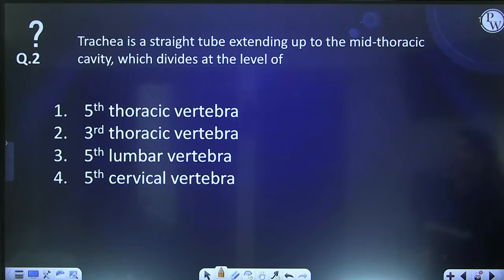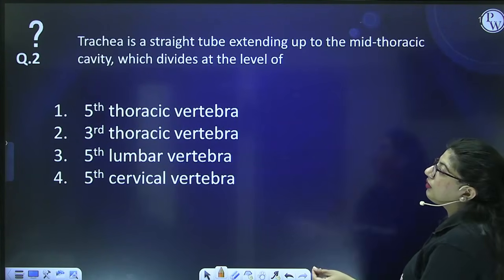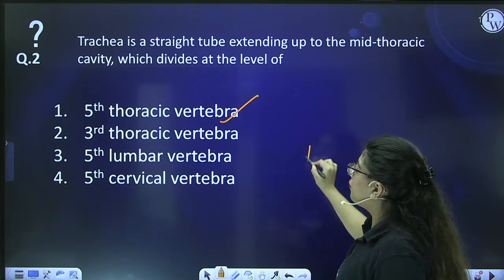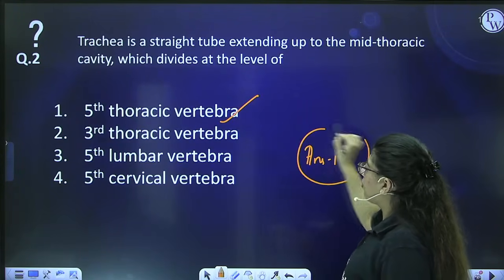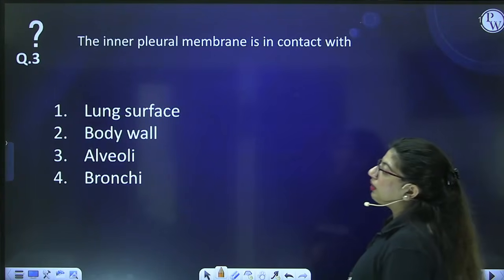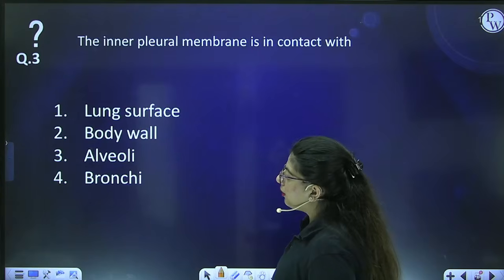Next. Trachea is a straight tube extended up to the mid-thoracic cavity, which divides at the level of, where does it divide? It divides at 5th thoracic vertebra. 1. Next. The inner pleural membrane is in contact with lung surface, body wall, alveoli, and the bronchi.